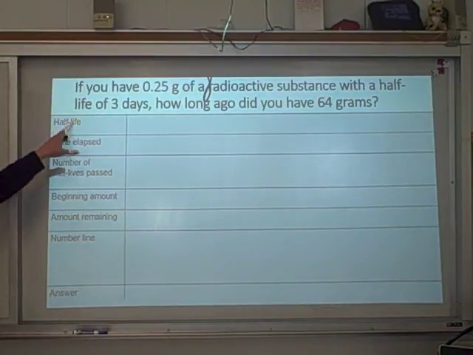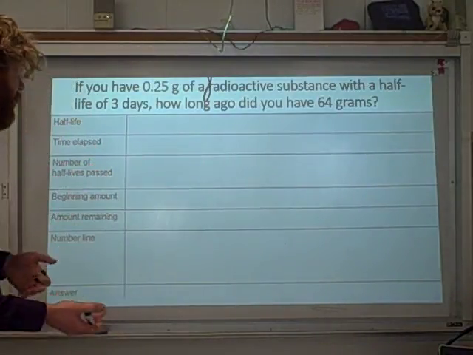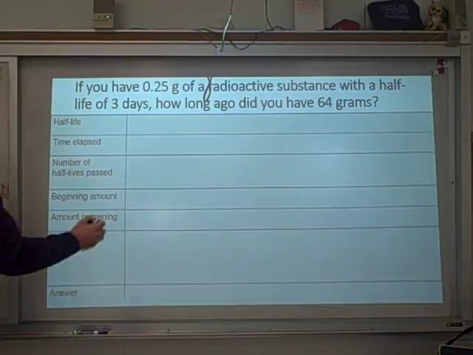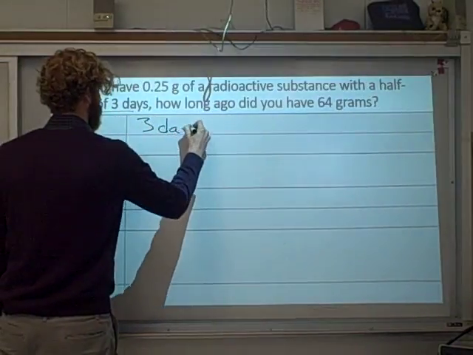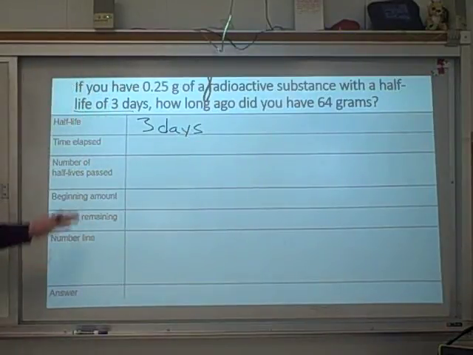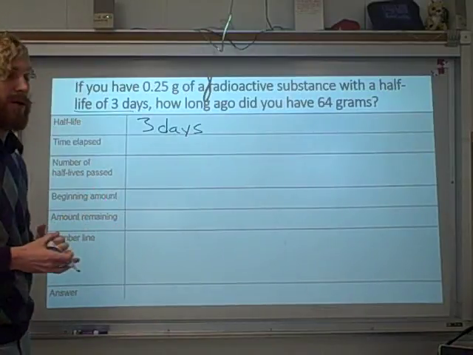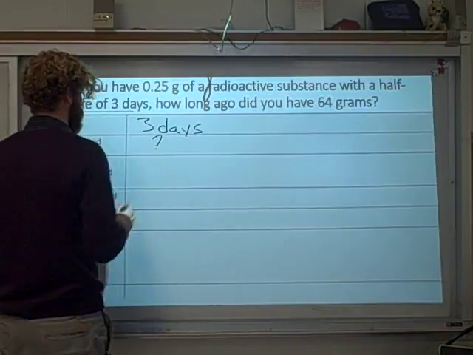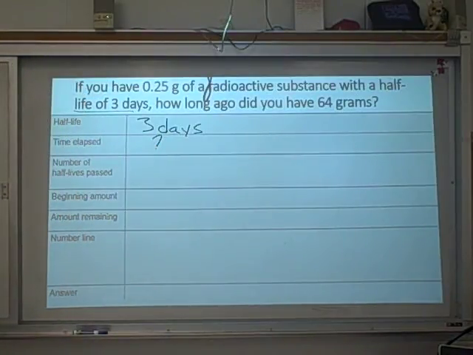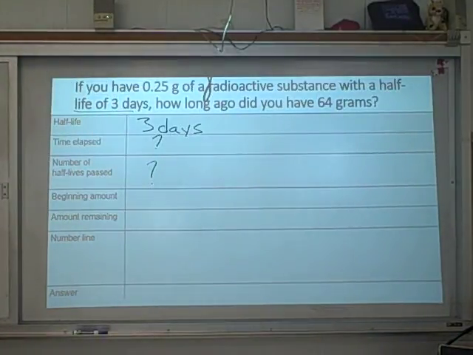So the half-life: how long does it take for the substance to decay in half? They give us that, and it is 3 days. Time elapsed: how much time has passed since we've had 64 grams? We don't know. That's our question, that's what we want to find out. Number of half-lives passed: we don't know that yet, we'll figure that out.